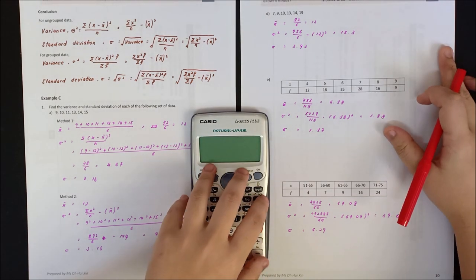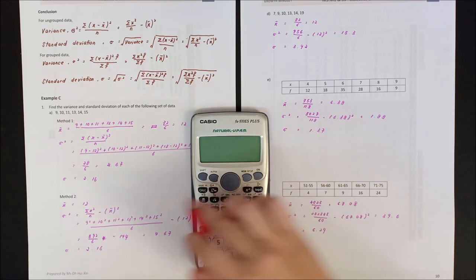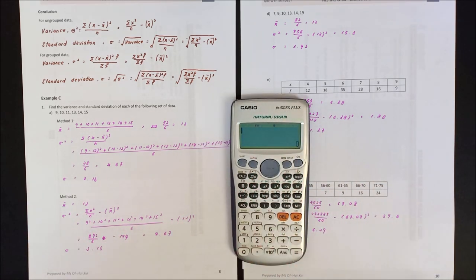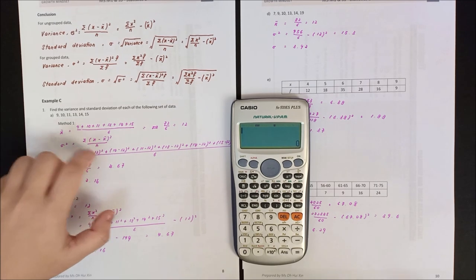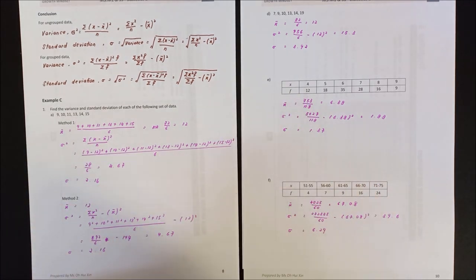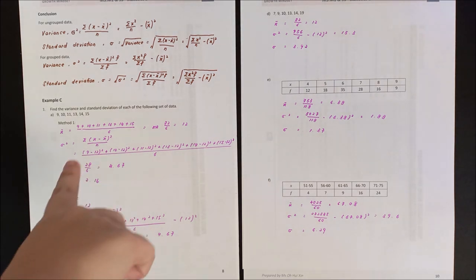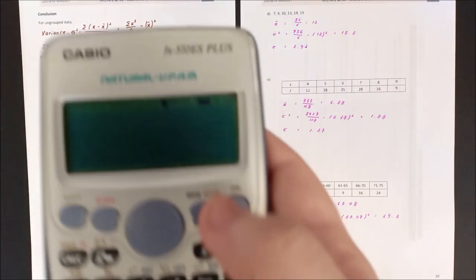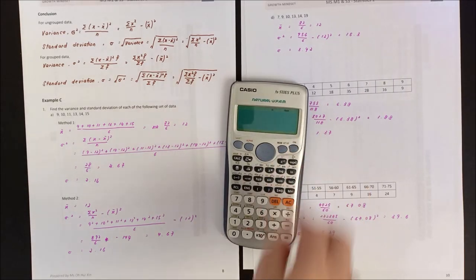Okay, so let's try to do it with the question that we actually did just now. This is number C. I try to clear everything first. Okay, look at this question, the one that we did just now. I hope that you can see the calculator clearly.